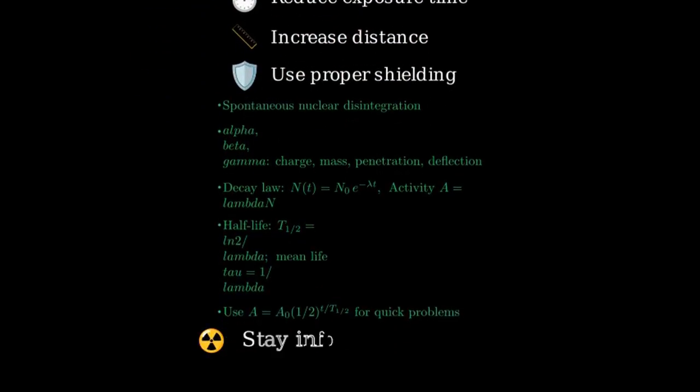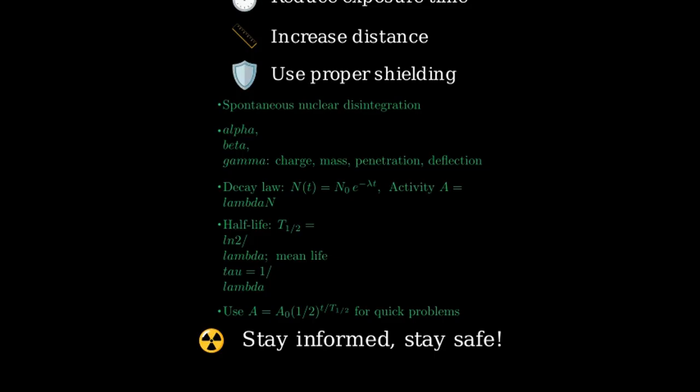Where is radioactivity used, and how do we stay safe? Applications include medical imaging and therapy, radiocarbon dating, smoke detectors, and nuclear power. Safety follows 3 golden rules: minimize time, maximize distance, and use shielding.